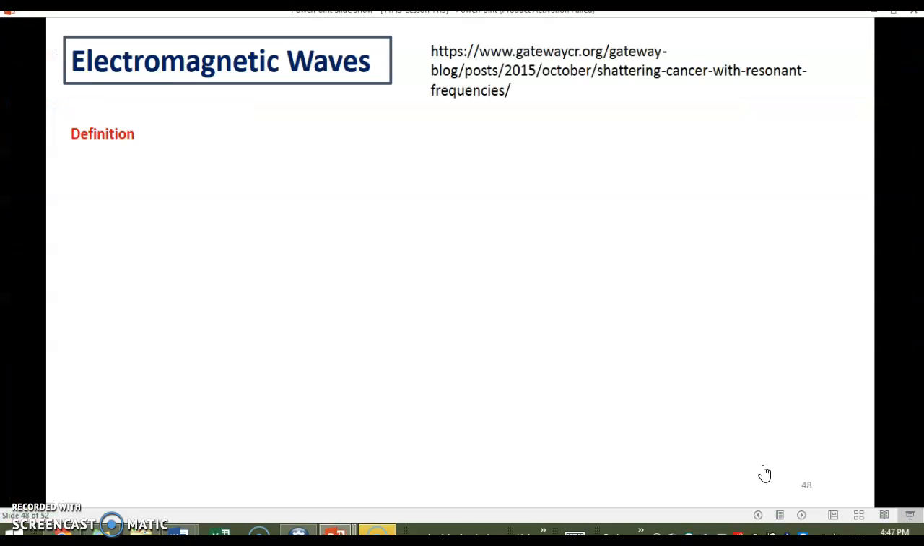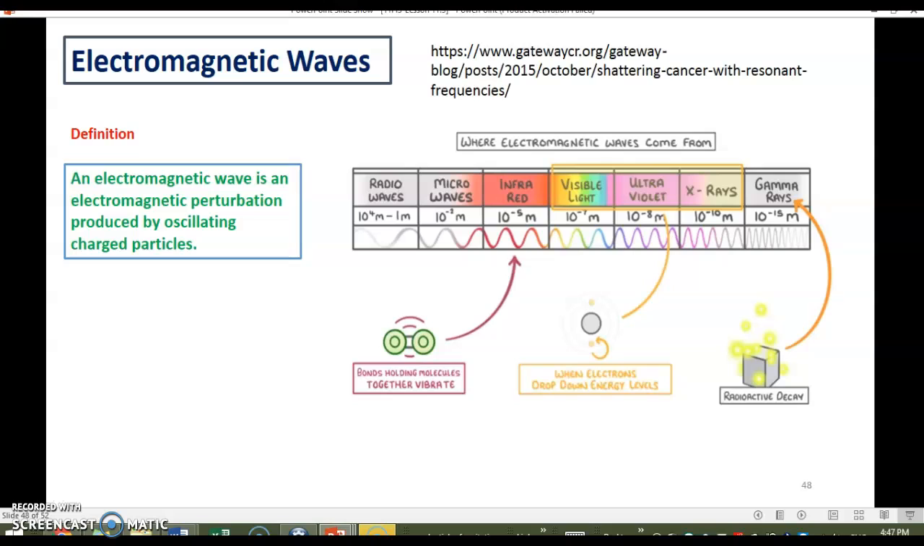Electromagnetic waves. As a definition, an electromagnetic wave is an electromagnetic perturbation or disturbance that is produced by an oscillating charged particle or charged particles. Aside, you can see a table showing the spectrum of all the electromagnetic waves produced or emitted by the sun. We have the radio wave, the microwaves, the infrared, visible light, ultraviolet, X-rays, and gamma rays.